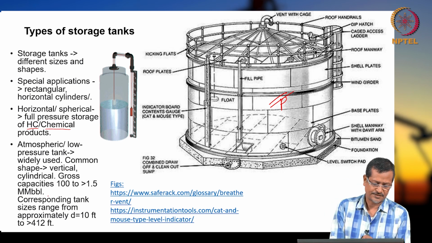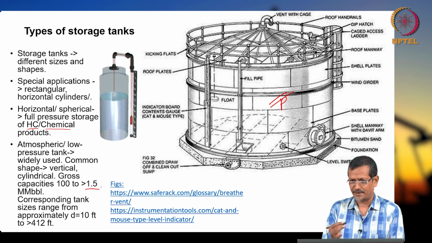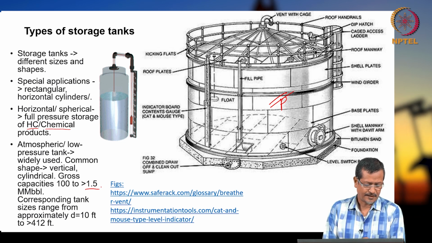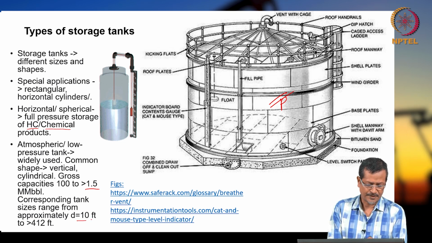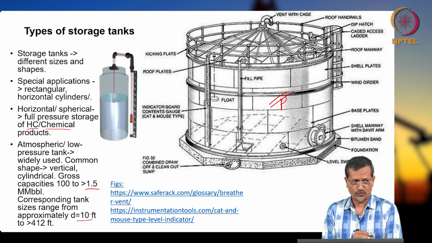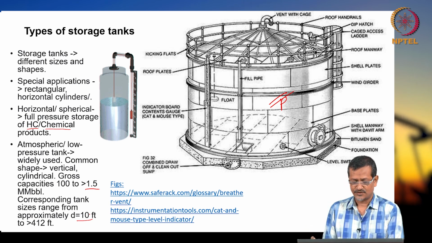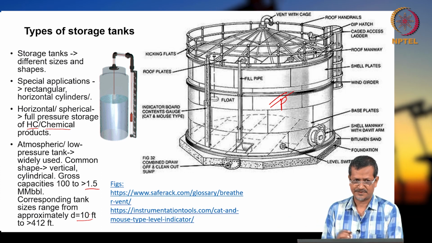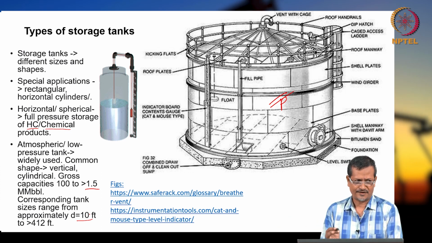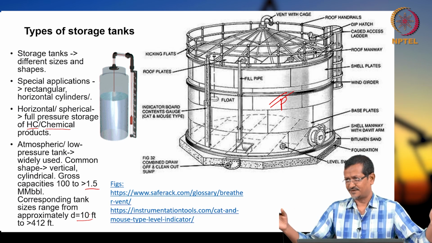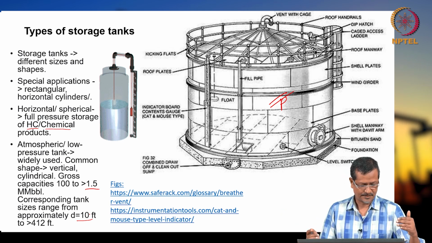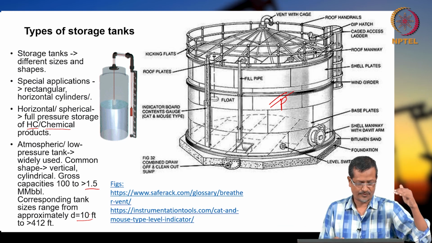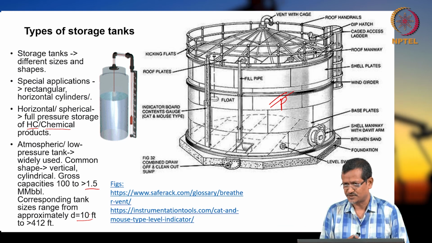Okay, so you see this is so big, million barrels, not 150 or 15,000. Okay. Corresponding tank size ranges from a diameter of 10 feet minimum to 412 feet. Okay. So it's so huge. More than 100 meters, right? 412 feet means around 100 to 150 meters diameter. So this is diameter. Okay. So from 10 feet to 412 feet, that much diameter is possible.